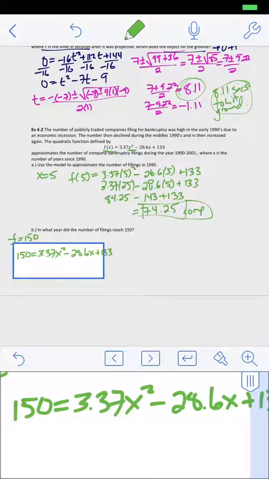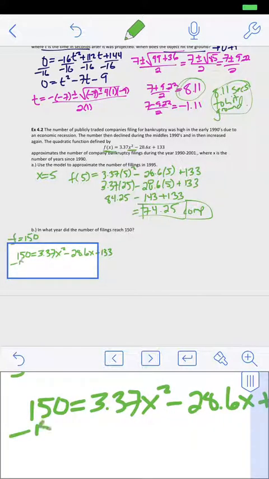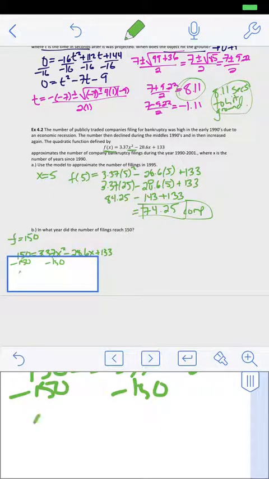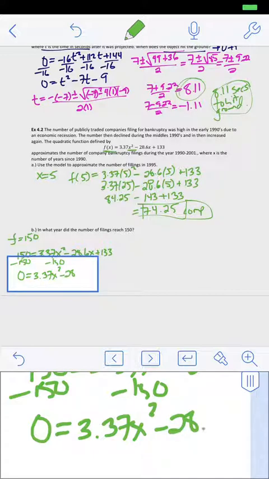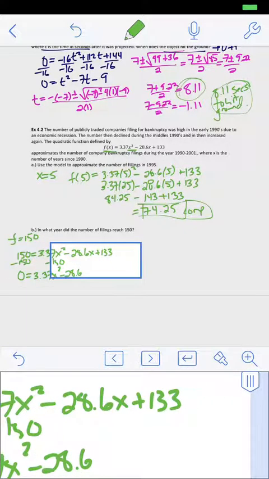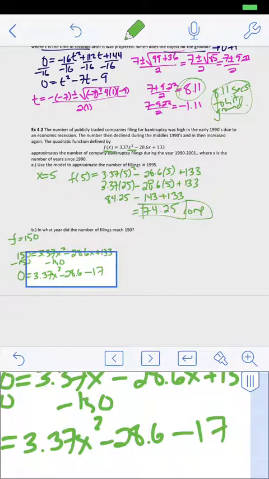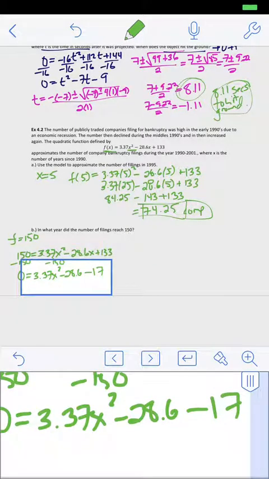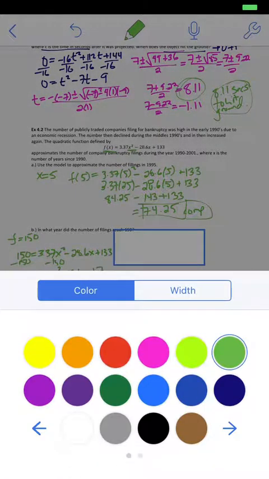Okay, gotta subtract this to the other side. I get 0 is equal to 3.37x squared minus 28.6x. The only place that's going to be subtracted is from the 133, when we get negative 17. I'm not going to try and factor this or use complete the square. I'm just going to use the quadratic formula.